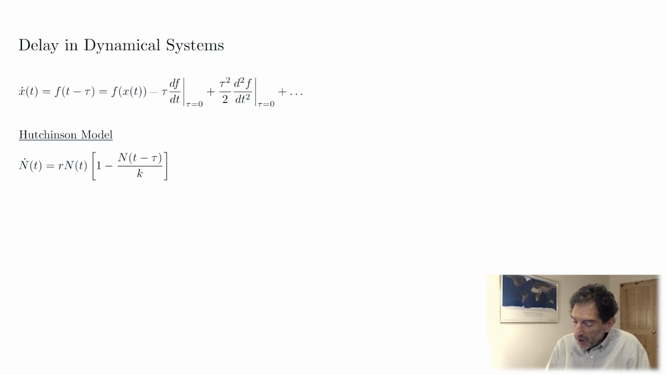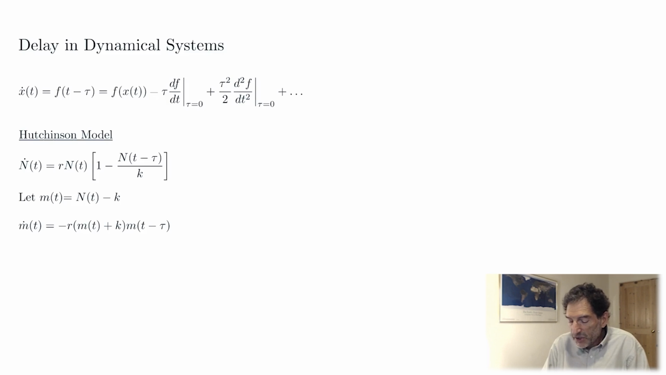This model can be simplified considerably. Let m of t be the deviation of the density from the carrying capacity. m of t is equal to n of t minus k. Let's substitute that into the dynamical equation, and we'll get m dot of t is equal to minus r m of t plus k times m of t minus tau. Let's now further assume that m of t is small compared to the carrying capacity, and also that the carrying capacity was set equal to 1. Then we get the much simpler equation m dot of t is equal to minus r m of t minus tau. This is the basic equation that we want to focus on.